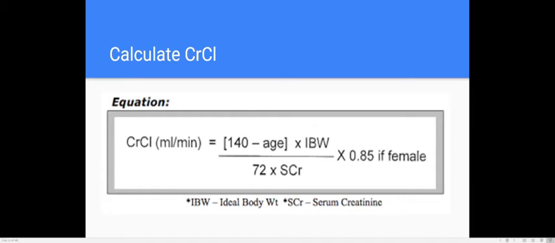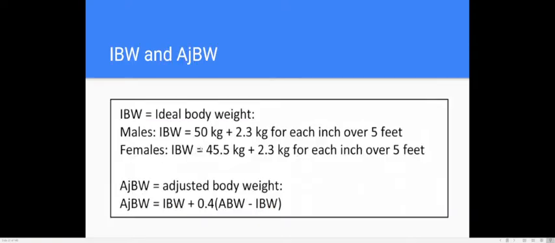This is one you need to commit to memory as soon as possible, because you'll be seeing it again and again, especially if you're still in school. Ideal body weight for men is 50 kg plus 2.3 kg for each inch over 5 feet. And for women it's the same thing, but it's 45.5.